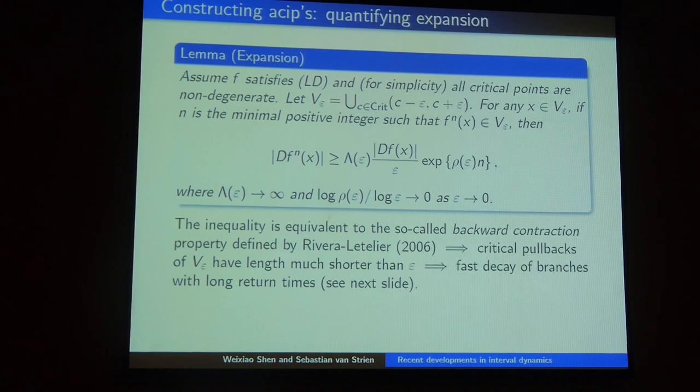And there are other formulations of this property. For example, you can use the terminology of backward contraction, which I wouldn't define. Roughly, it means if you pull back a small interval, and you meet a critical point, then you get an interval much smaller than the original one. These two conditions are actually equivalent. And these are used to show the fast decay of branches in the induced map with the Lyapunov-type term. Actually, all these statements I mentioned are equivalent.